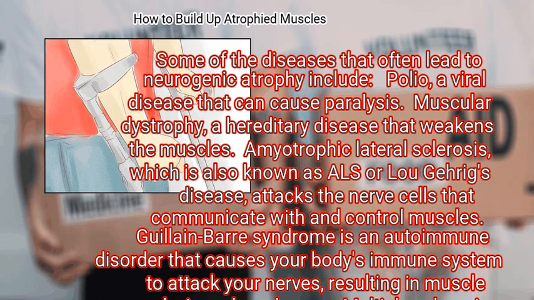muscular dystrophy, a hereditary disease that weakens the muscles; amyotrophic lateral sclerosis, also known as ALS or Lou Gehrig's disease, which attacks the nerve cells that communicate with and control muscles. Guillain-Barré syndrome is an autoimmune disorder that causes your body's immune system to attack your nerves, resulting in muscle paralysis and weakness. Multiple sclerosis, or MS, is another autoimmune disease that can immobilize the whole body.